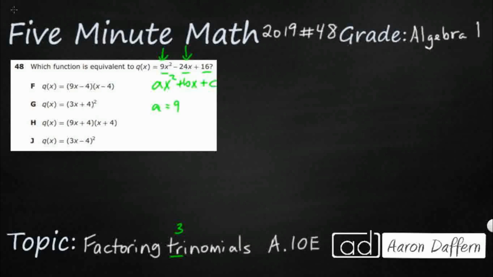Now it's a 24, right? But we can call it a plus negative 24 if we really wanted to. So it's going to be a minus 24. The fact that it is negative is going to be very important. And then I've got a c of 16.